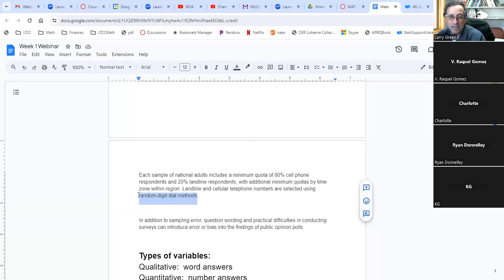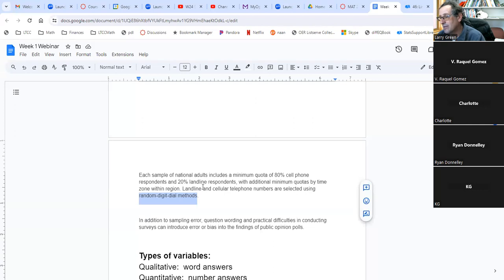Any questions so far? Okay, just want to let you know, when you find out how many cell phone users and how many landline users there are, and you find out it's 80-20, and then you make sure that you survey 80% cell phone respondents and 20% landline respondents, that's called stratified sampling, which is pretty much the most commonly used sampling there is.